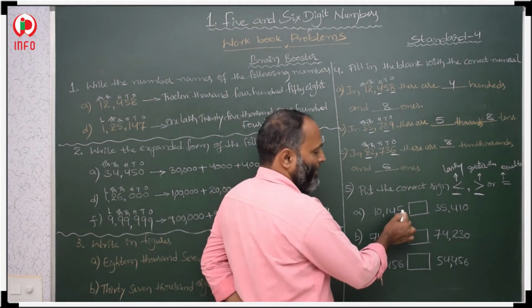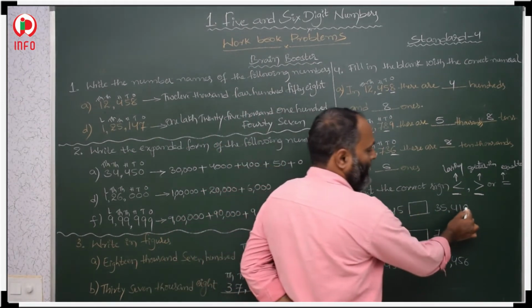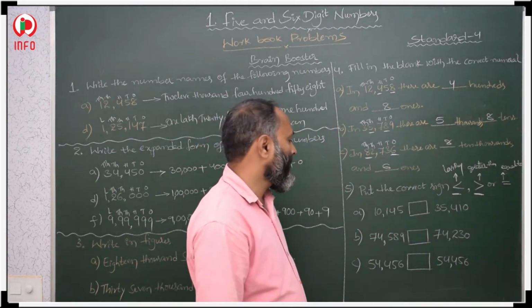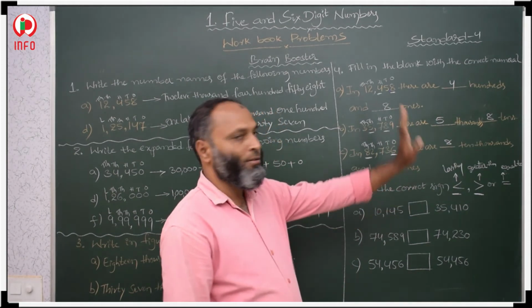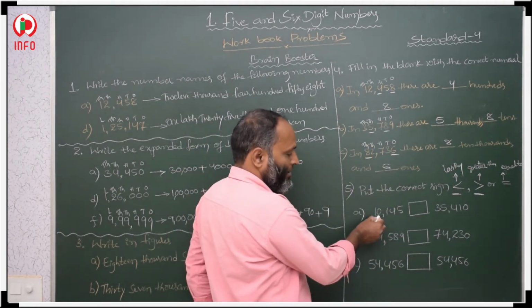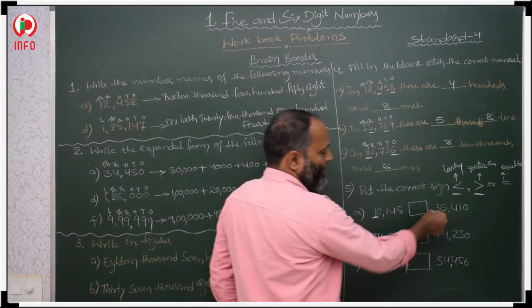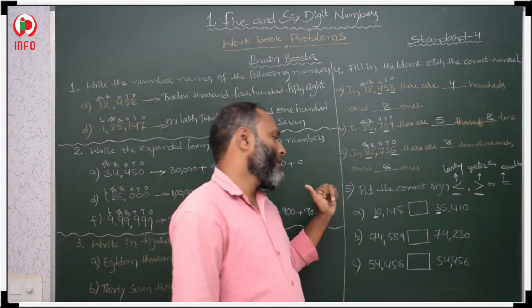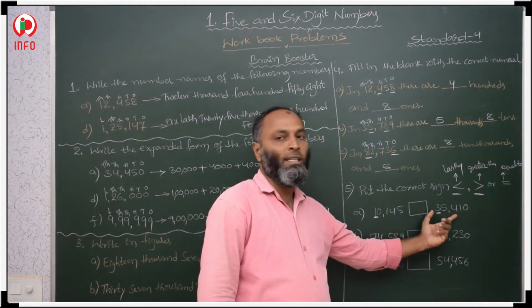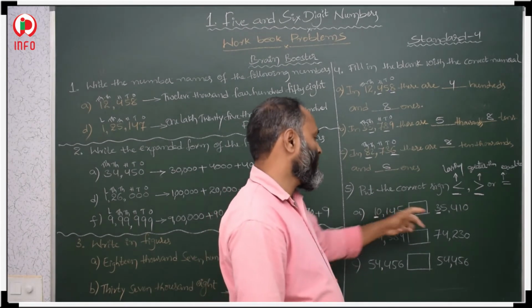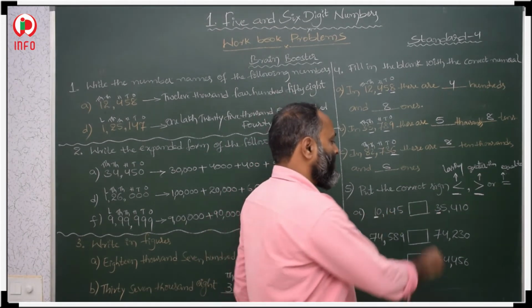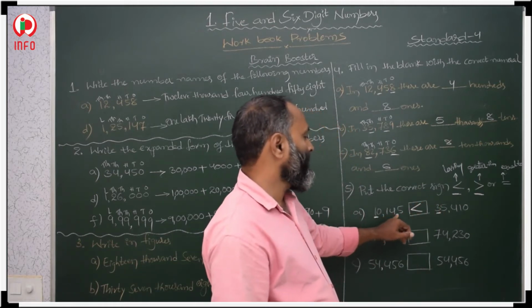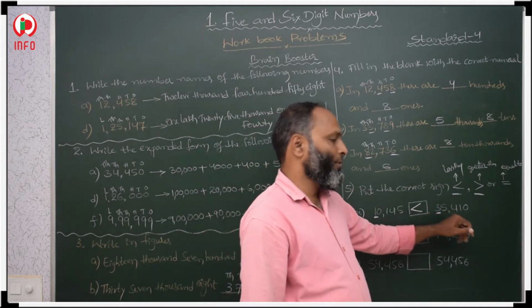How many digits are there here? 1, 2, 3, 4, 5. 5 digits are there. So we start the comparison from 10,000 to ones. What is there in 10,000's place? 1 and 3. Between 1 and 3, 1 is less. So we compare the left side number with the right side number. This is 10,000 and this is 35,000. 10,000 is less, so we keep the less than symbol in between. 10,145 is less than 35,410.